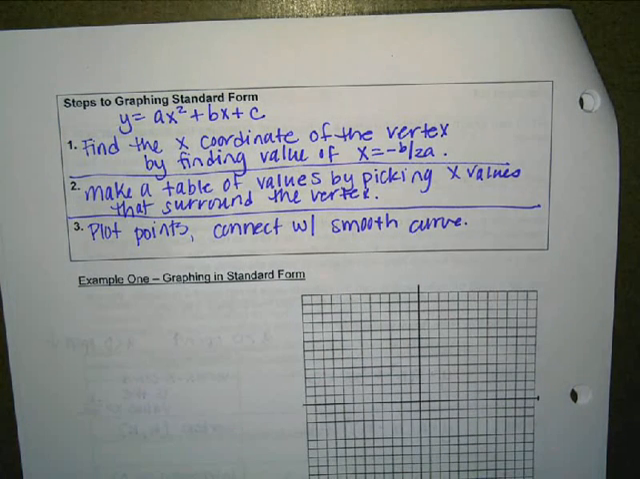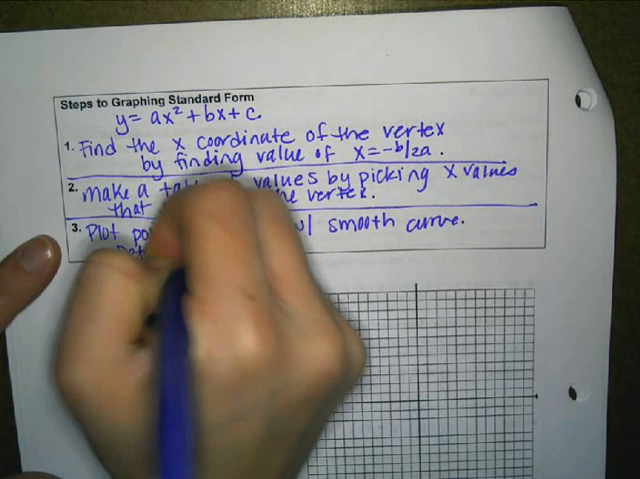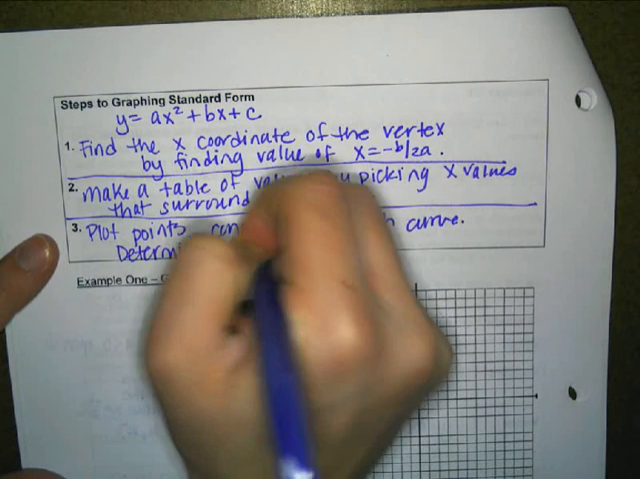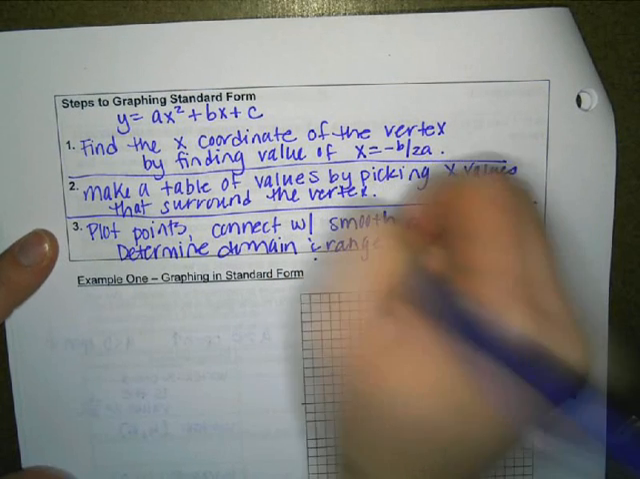And then what do you think the other thing is that we do here, that we did with absolute value functions? Very end. Domain and range. Good. So we determine the domain and range. And it's always easier to determine the domain and range after we graph, because then we can have a picture to look at.